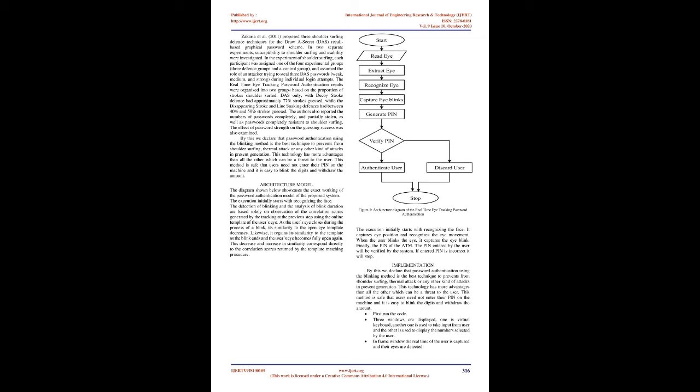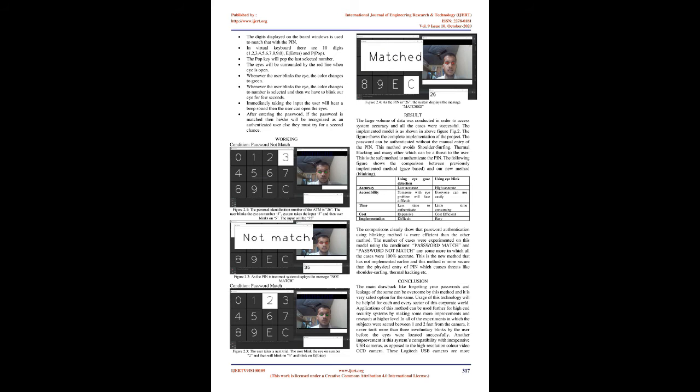strokes shoulder surfed. DAS only, with decoy stroke defense, had approximately 77% strokes guessed, while the disappearing stroke and line snaking defenses had between 40% and 50% strokes guessed. The authors also reported the numbers of passwords completely and partially stolen, as well as passwords completely resistant to shoulder surfing.